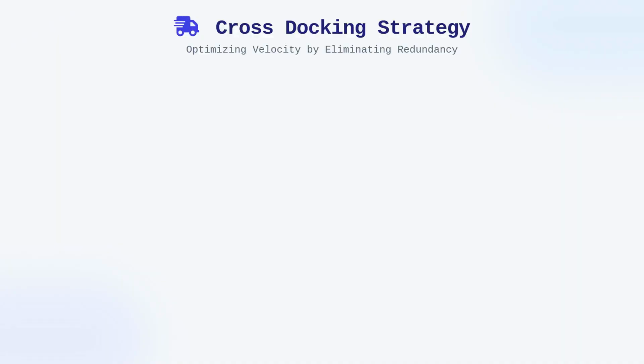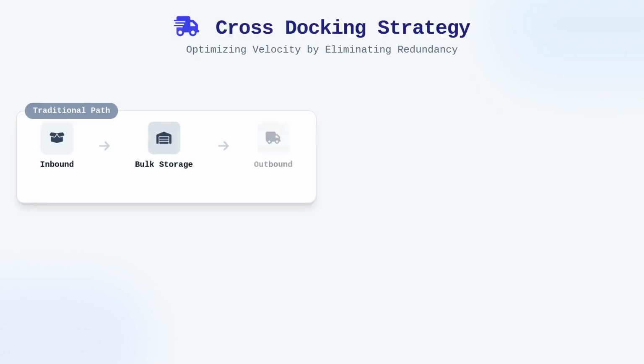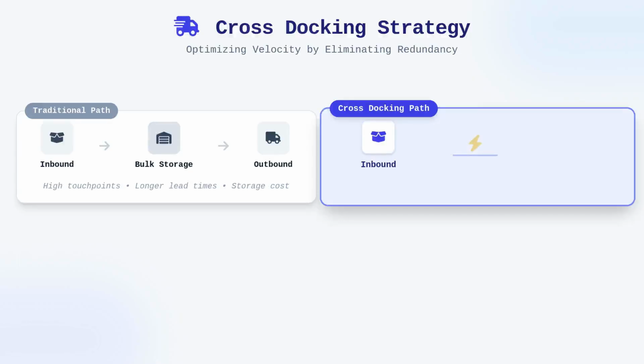Cross-docking is fundamentally an architectural strategy designed to improve the velocity of goods through your warehouse by reducing unnecessary touchpoints. Instead of following the traditional path of put away into bulk storage, followed by a subsequent pick, cross-docking allows you to route an inbound receipt directly toward an outbound staging location. This represents a significant optimization for high turnover products, where storage duration is not only uneconomical, but physically redundant.